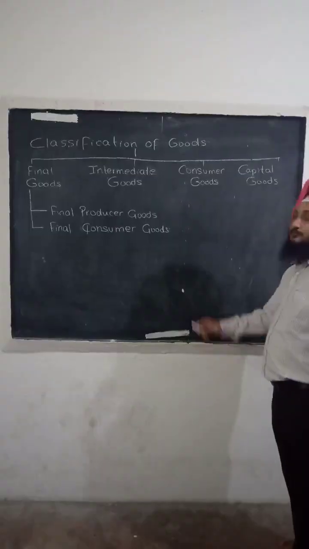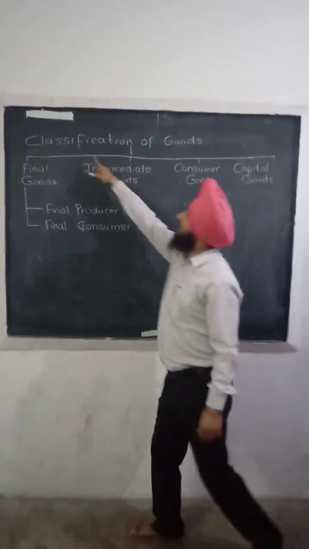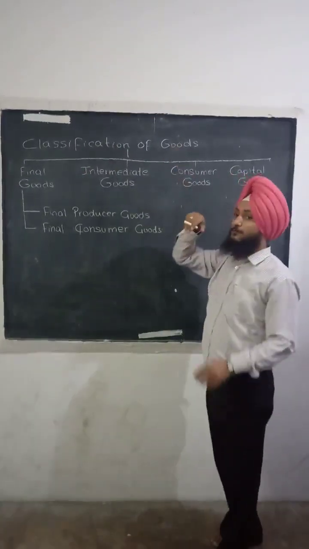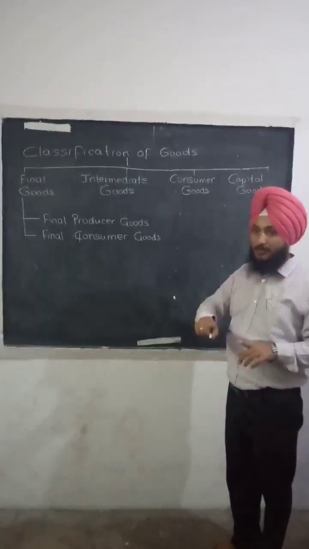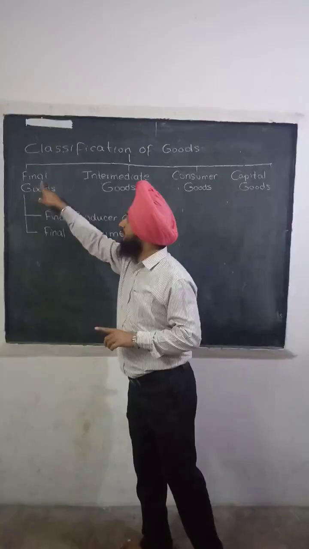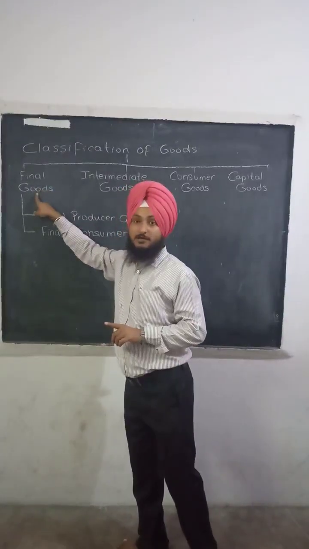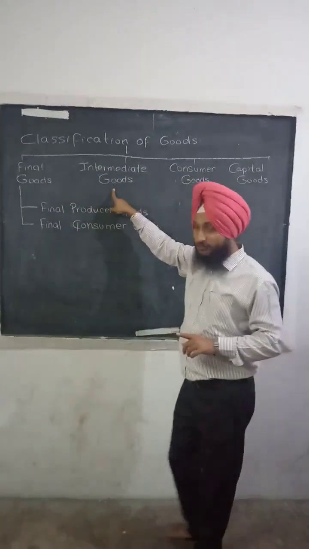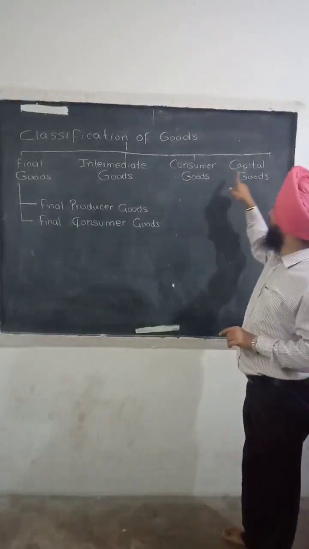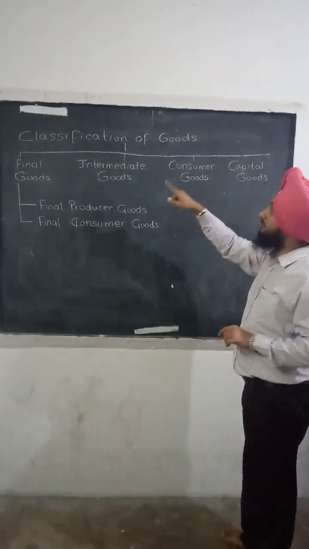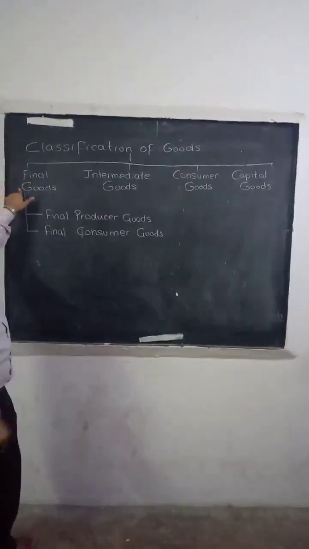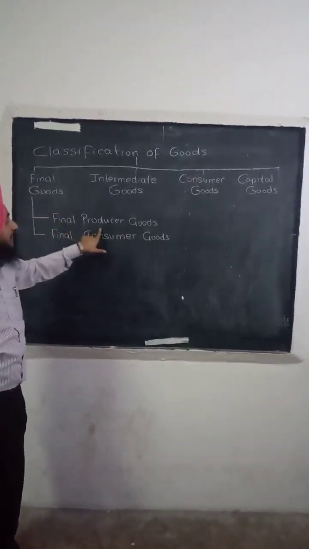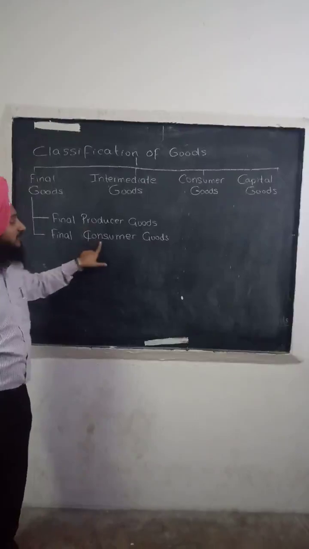Now we have the classification of goods. How can we classify goods into various categories? We can classify them as final goods, intermediate goods, consumer goods and capital goods. These are the four classifications we have. Final goods will again be classified into final producer goods and final consumer goods.